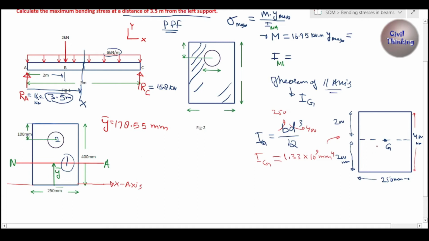Now this is the moment of inertia about this axis, which is at a distance of 200 mm. But our neutral axis is at a distance of only Y bar, which is 178.55 mm from the x-axis. Because it is 178.55 mm, which is less than 200, our neutral axis is somewhere here. We found Ig about this axis, but we need this one. This is the neutral axis, NA.